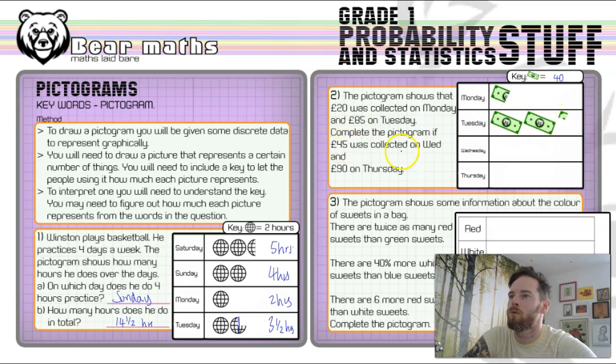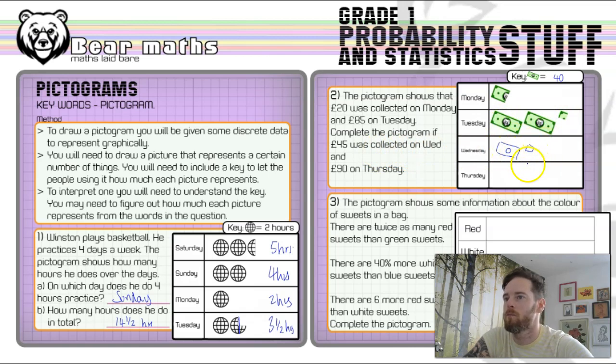Which we need for Wednesday because we've got £45 to represent. So I'm going to draw a whole note, try and get it about the same size. Just draw the little circle bit in the middle. That'll do to represent the whole note, 40, and then we'll draw this little bit up here for the £5.